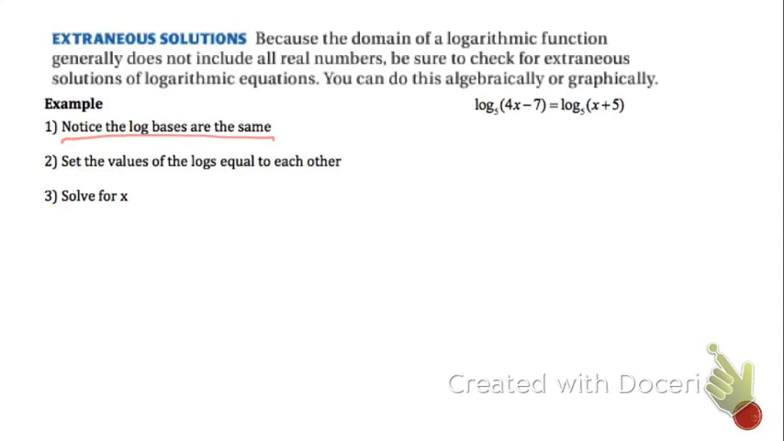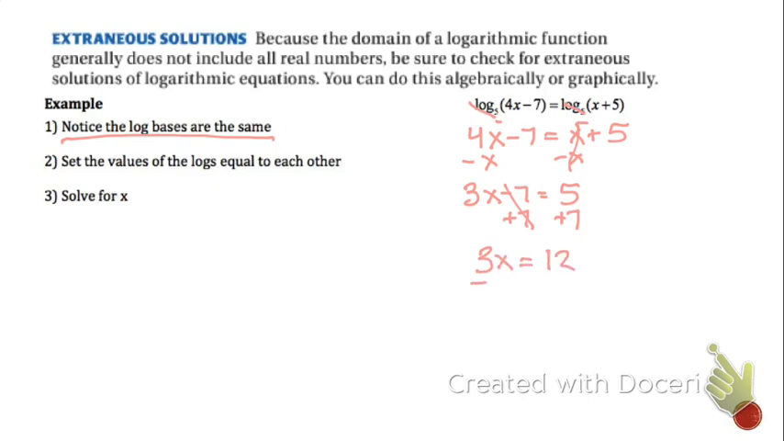Okay, so I notice that the bases are the same. I've got log base 5 on both of these. So I can just cancel those logs out basically, and I've got 4x minus 7 equals x plus 5. And I'm going to solve for x. So now I've got 3x minus 7 equals 5. And when I add 7 to both sides, I'm left with 3x equals 12.